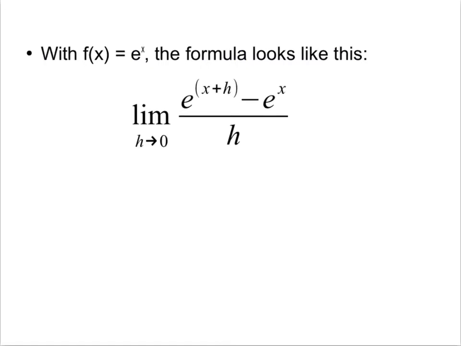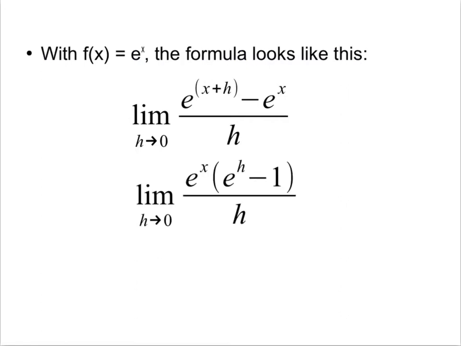So we put e to the x in for our f of x, and the difference quotient looks like this. The limit as h approaches 0 of e to the exponent x plus h minus e to the x over h. And we can factor e to the x out of this quantity on top. Then we can move that e to the x out to the front of this limit because it's just a multiple that doesn't involve the letter h. So the real limit that we need to explore is the limit as h approaches 0 of e to the h minus 1 over h.